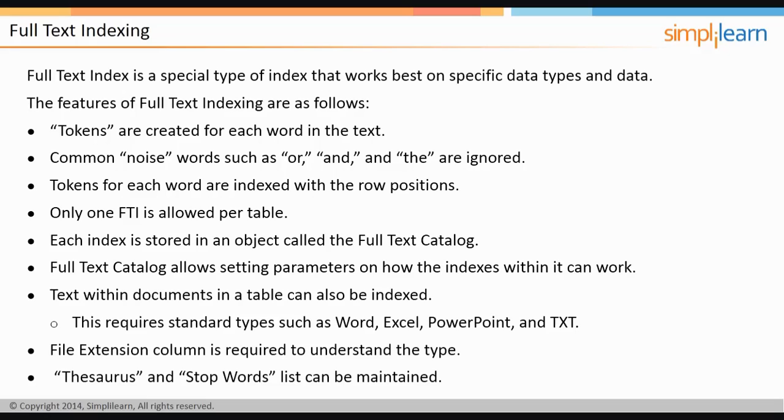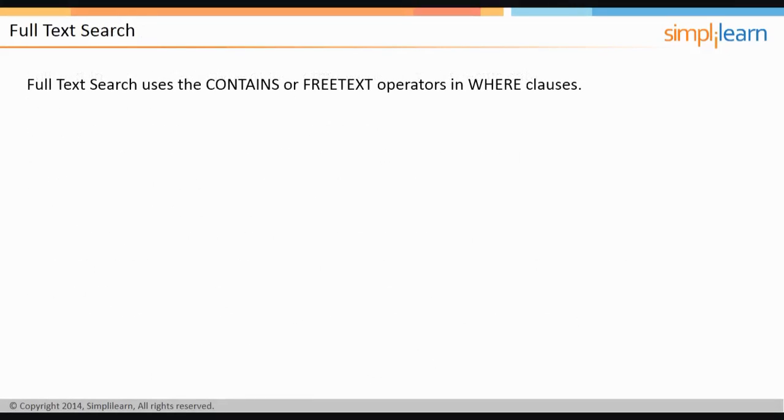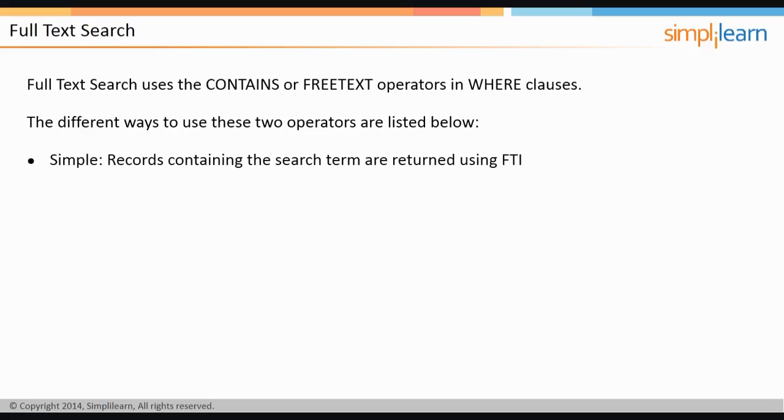Let us discuss full-text search in the next screen. The main power of FTI is when used in combination with full-text search, or FTS. FTS is the use of two special operators in the where clause of queries, contains and freetext. Both are very powerful. They use FTI to get results and have a number of different options. The different ways you can use these two operators are listed below. The first is the simple way. You just give the term to search for, and the operators use FTI to find records that contain that term and return them.